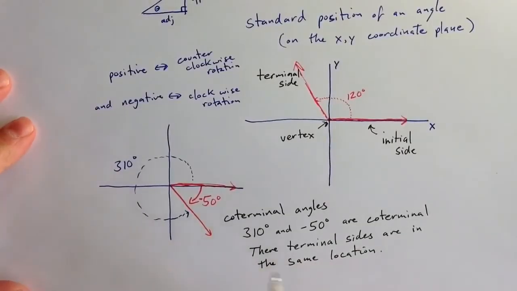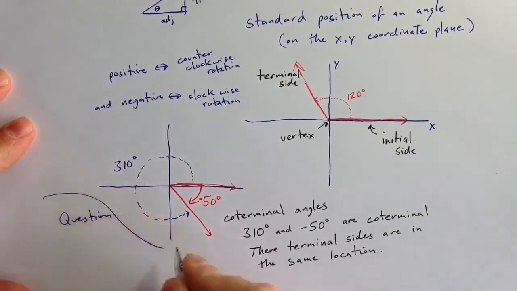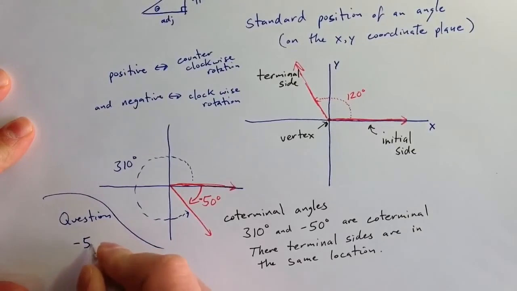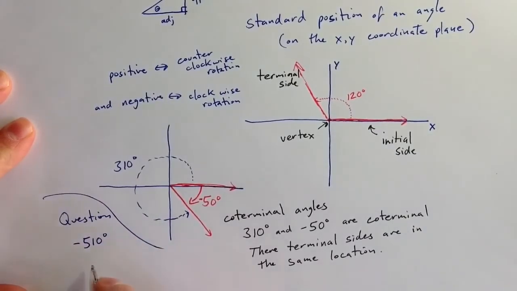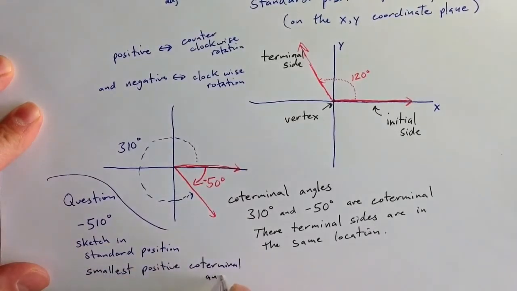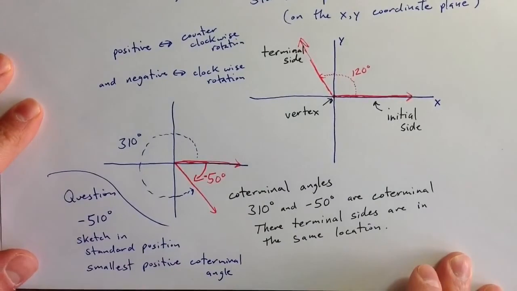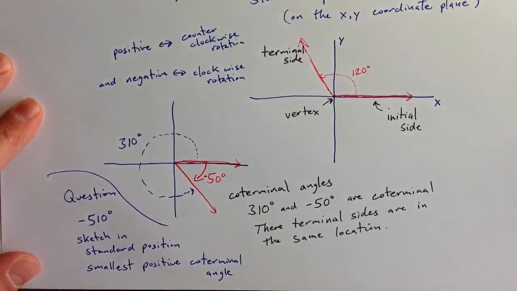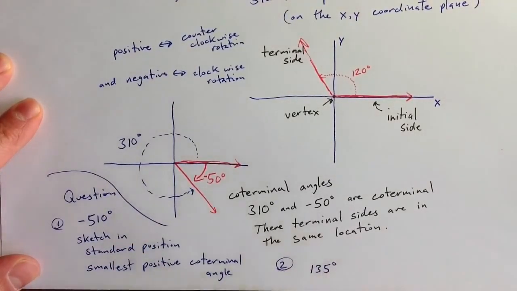From what you've seen in the video, please take a moment and think about the following question. For the angle negative 510 degrees, make a sketch of that in the coordinate plane. So sketch that angle in standard position. And also think about the smallest positive angle that is coterminal to that. There are actually an infinite number of angles coterminal to any given angle, so try to think about some others that would also be coterminal. A second question: what angle is supplementary to 135 degrees? Thanks for watching.